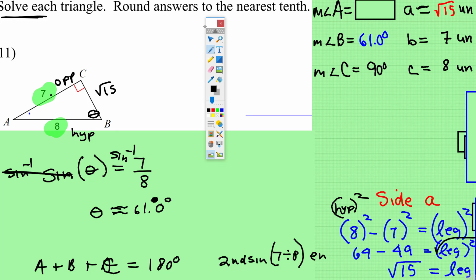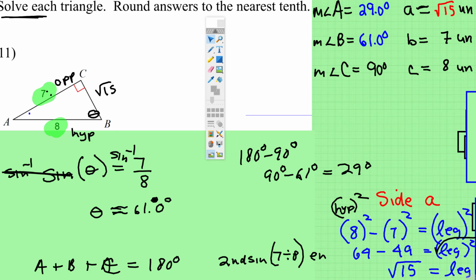And you could really do the same thing with this angle over here, but you would do cosine because this would be adjacent. Or you could just say, all right, now we're going to take 180 degrees, subtract the 90, which is 90 degrees, and now we're going to subtract the 61, and that gives us, pretty sure that's 29. Yeah, 29 degrees.